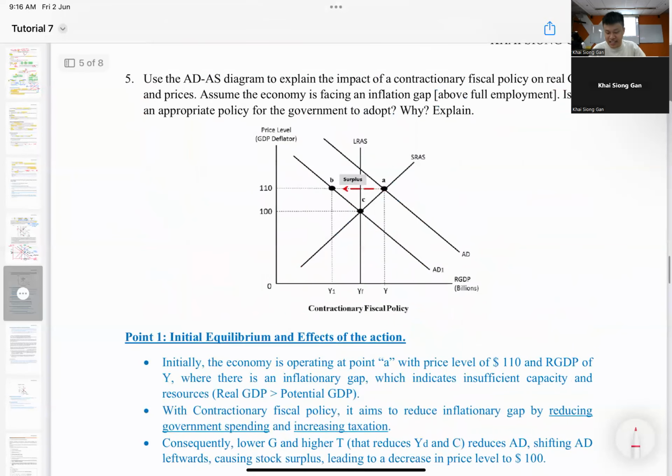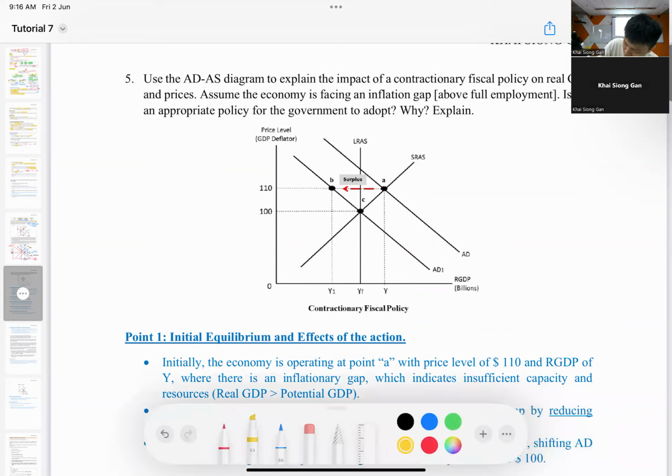Okay, we're almost done already. Use the AD-AS diagram to explain the contractionary effect of contractionary fiscal policy on real GDP and prices, assuming the economy is facing an inflationary gap. Remember to state the assumption where it begins. Is this an appropriate policy for the government to adopt? Very easy though. Contractionary fiscal policy is to reduce aggregate demand, to shift the aggregate demand curve leftwards. Then from point A, move to point B, and then it goes to point C. So now you have to talk about the real wealth effect, international effect, intertemporal effect, and also the incentive effect. So that's the answer to the graph.